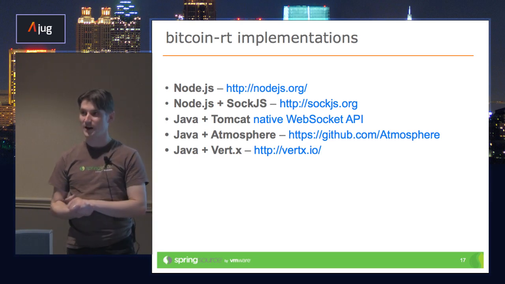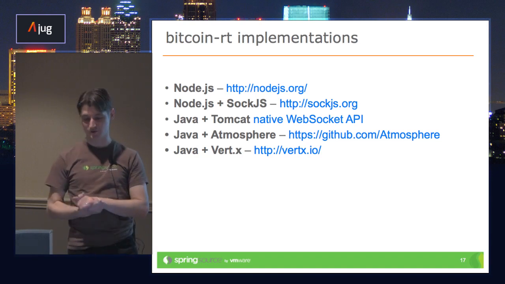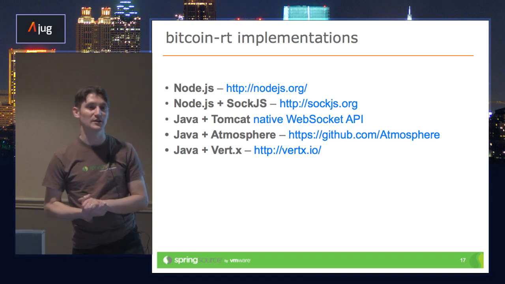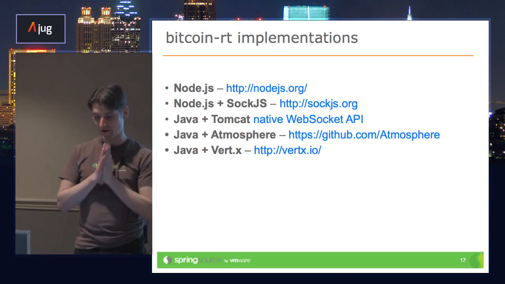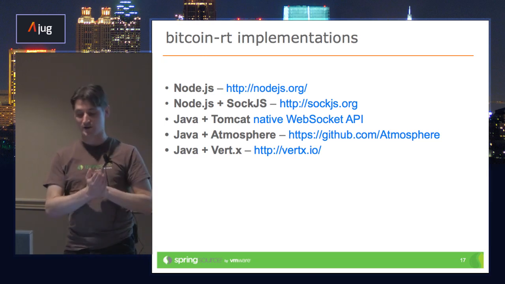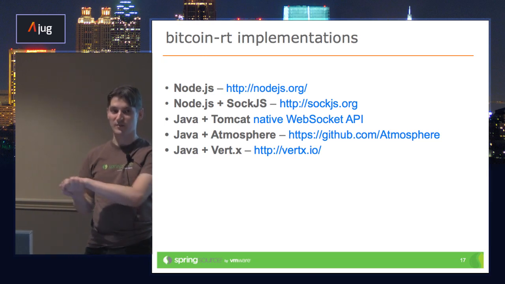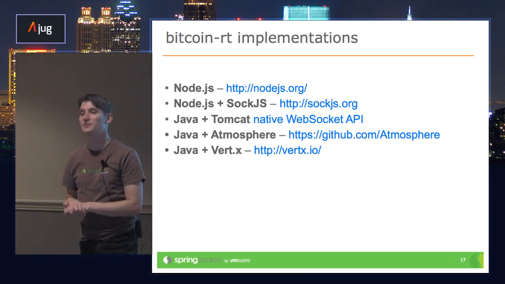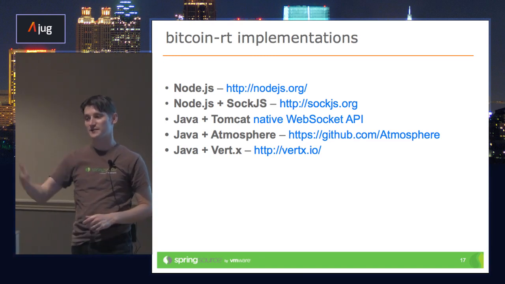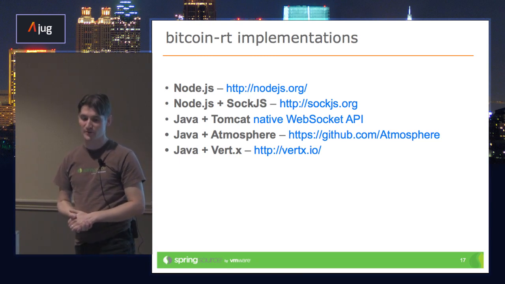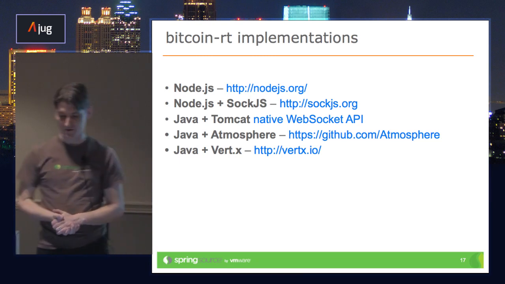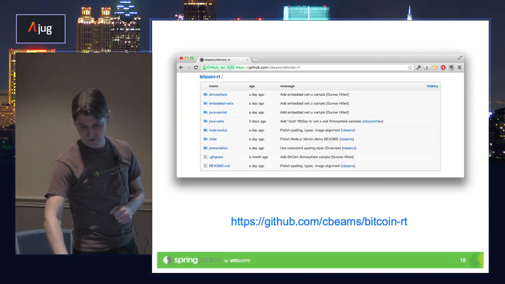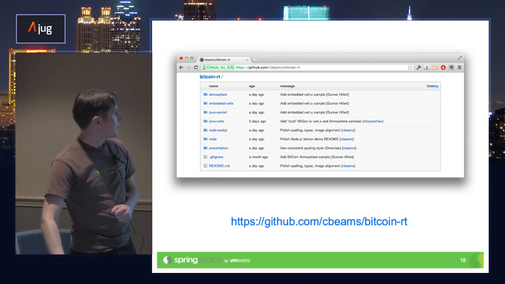We have Java plus Tomcat, using Tomcat's native WebSocket support. We have one sample using Atmosphere, which is a Java-based framework for providing not just pure WebSockets, but also various fallback options. And then one Java plus Vert.x. Vert.x is basically a JVM implementation of Node.js, so you can do the asynchronous programming model on the JVM with Java as well as other languages. As I said, samples are on GitHub.